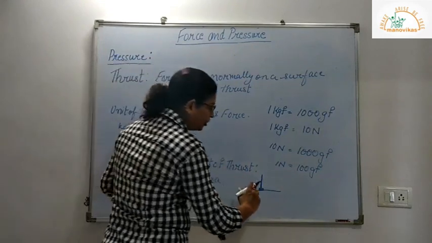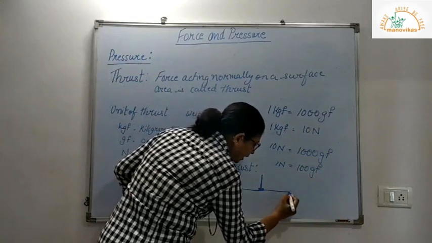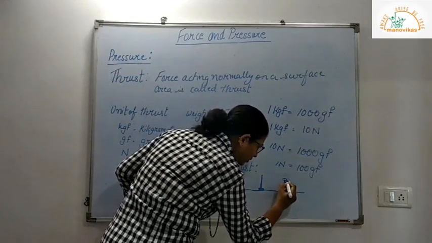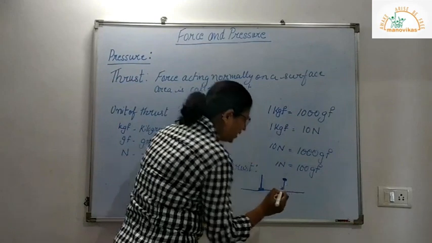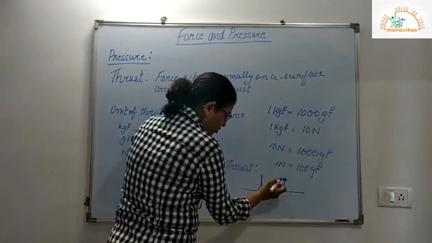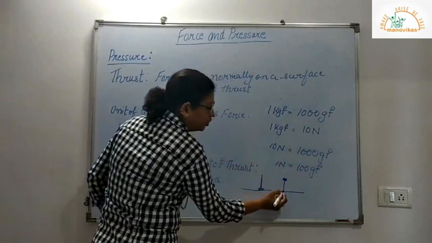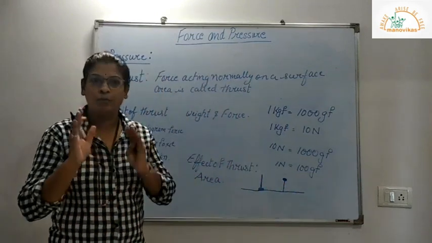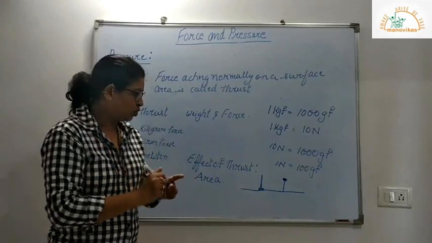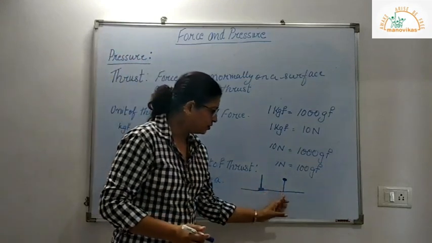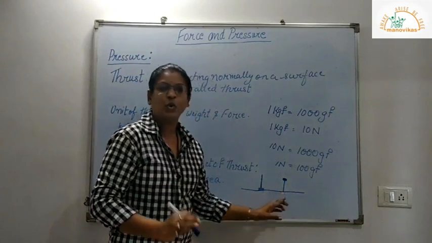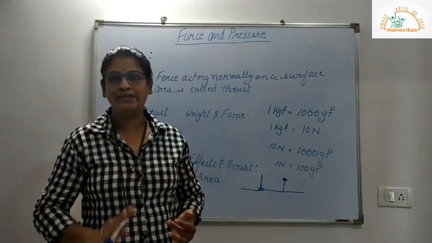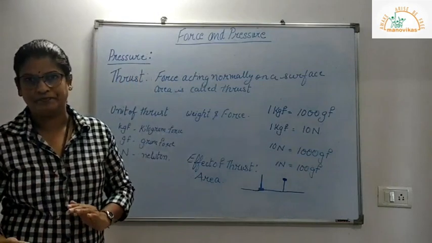But if the same nail is kept with the pointed tip on the wooden block and hammered on top on the flat end, you see that the nail easily penetrates into the wooden block. This is because the surface area here is less. So the less the surface area, the more is the thrust exerted on it.